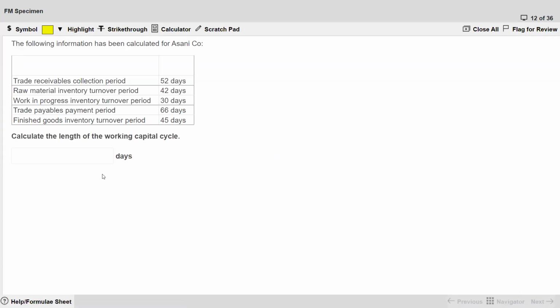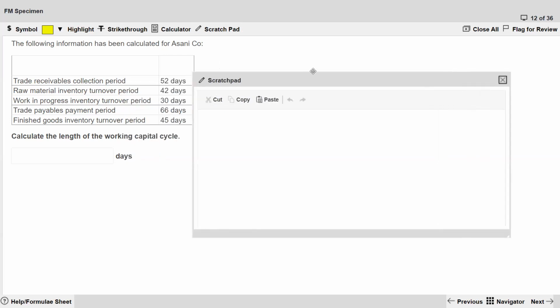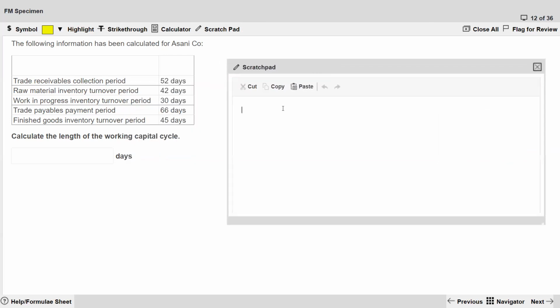Now, what next is there? It says the following information has been calculated for Asani company. Required is to calculate the length of the working capital cycle. I could give you an idea of how the working capital cycle is determined. It's receivable period plus inventory period, and then you minus the payable period.